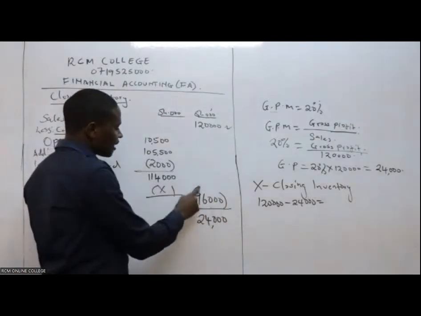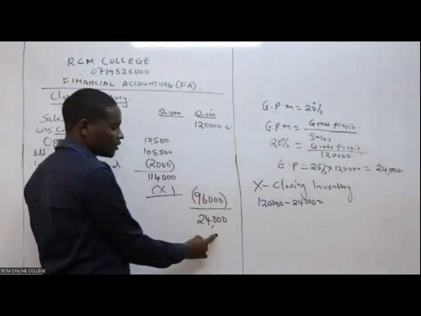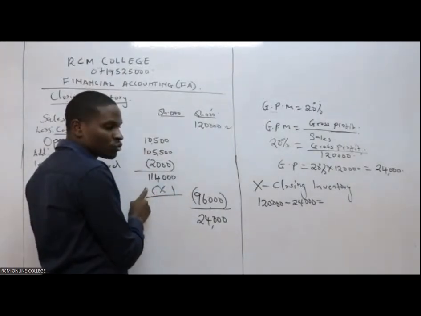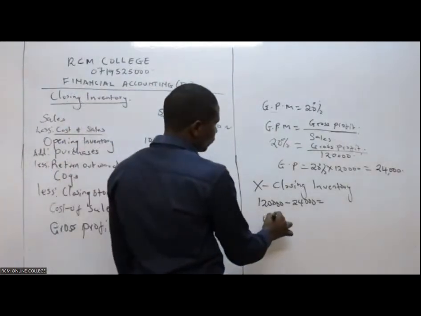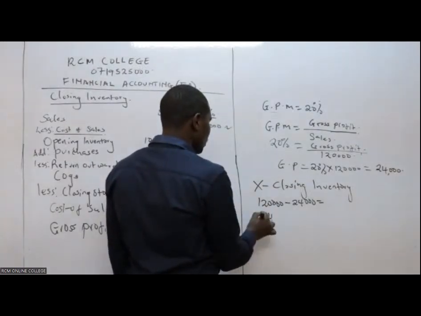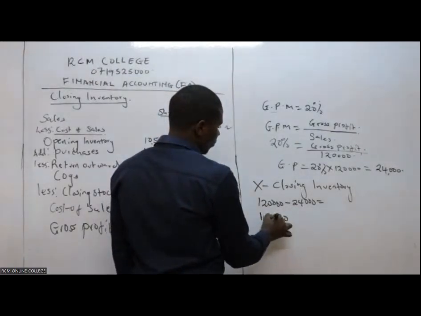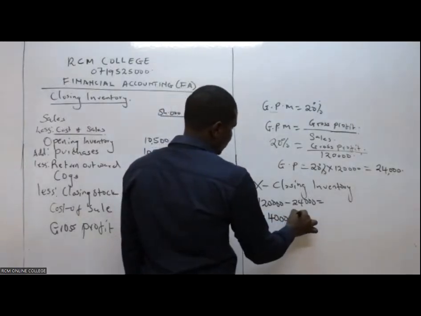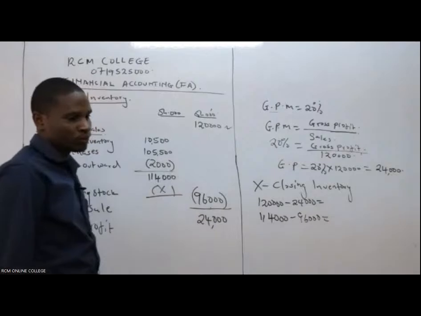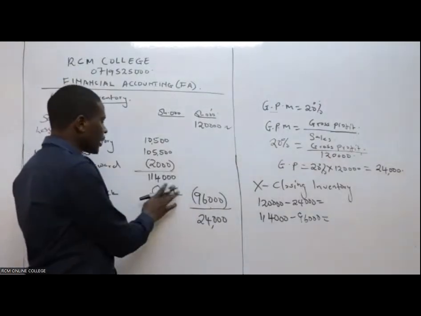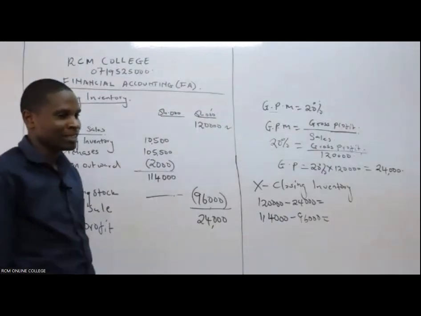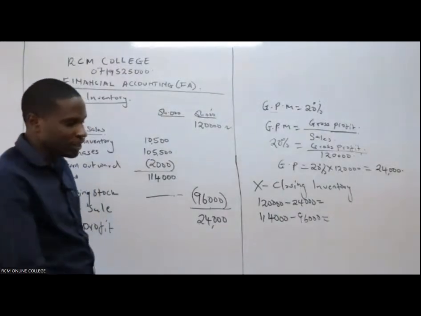And remember, this is just brackets showing that we are subtracting the cost of sale. So it is 140 minus 96. It will give us X. 140,000. No, not 140, but 114. 114,000 minus 96,000. So what is the value of our cost of sale? Cost of sale ni ngapi sasa? 18,000.